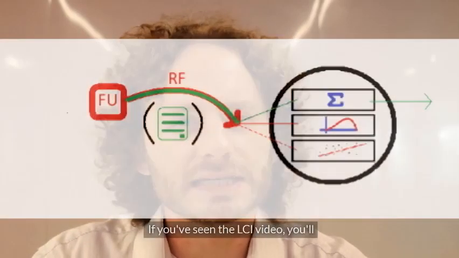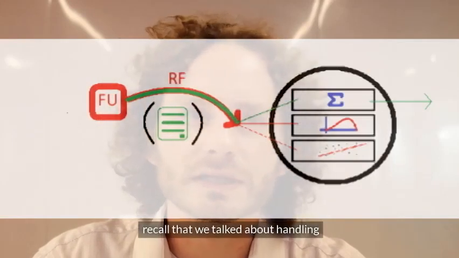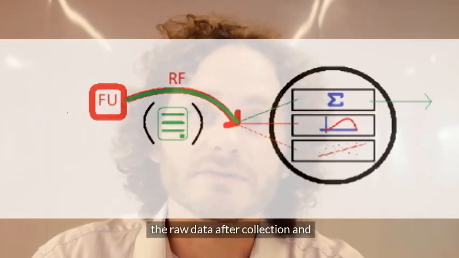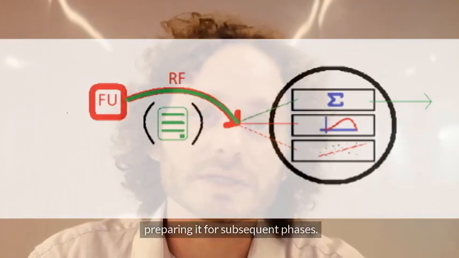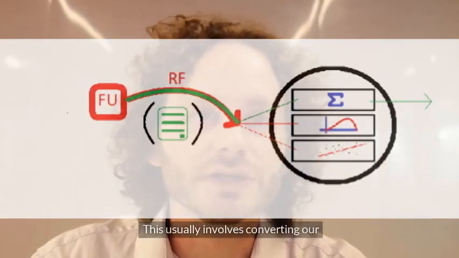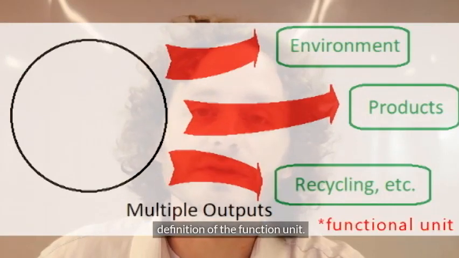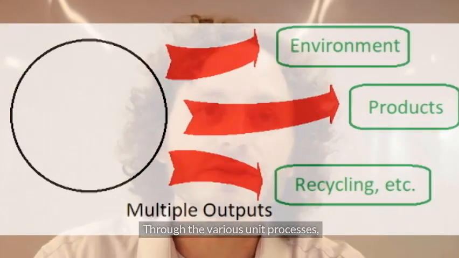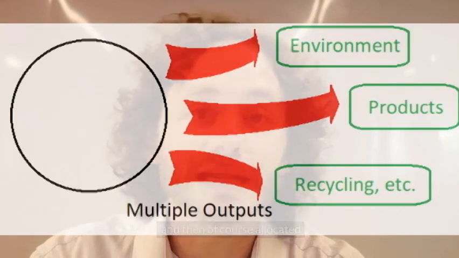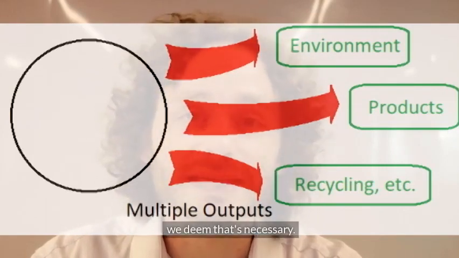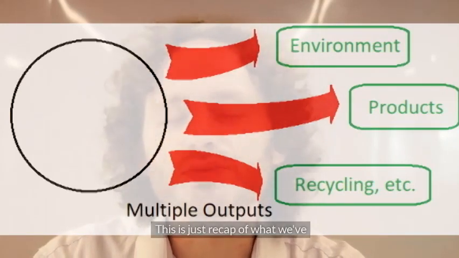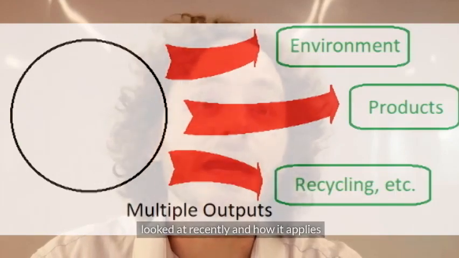If you've seen the LCI video, you'll recall that we talked about handling the raw data after collection and preparing it for subsequent phases. This usually involves converting our data into flows that follow from the definition of the function unit through the various unit processes, and then of course allocated between systems if we deem that's necessary. This is just a recap of what we've looked at recently and how it applies to what we're doing now.